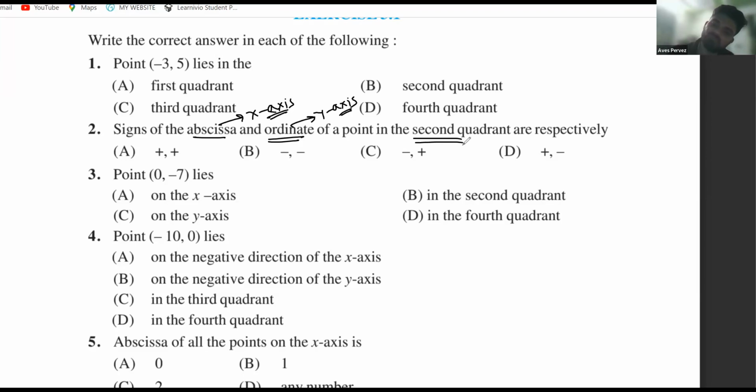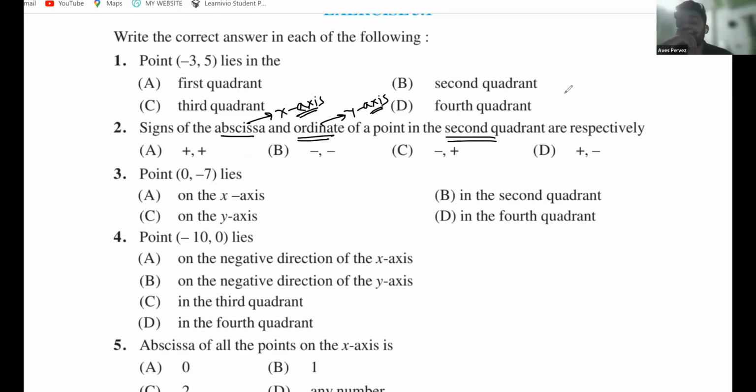Negative, negative? Check in your copy, Reena. You said in the above question that this will lie in the second quadrant. So what is the sign of x? Negative. And what is the sign of y? Positive. So negative, positive. C is the correct option.